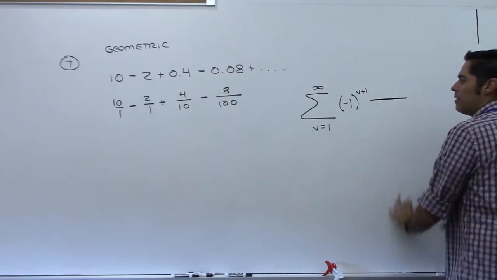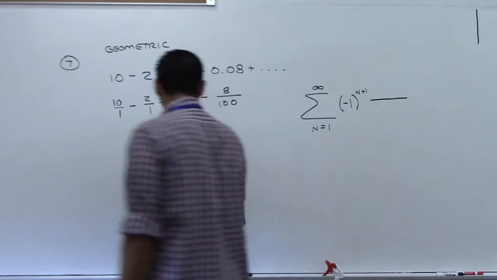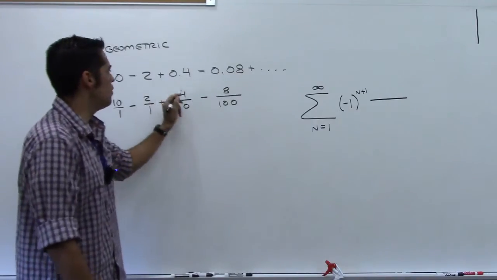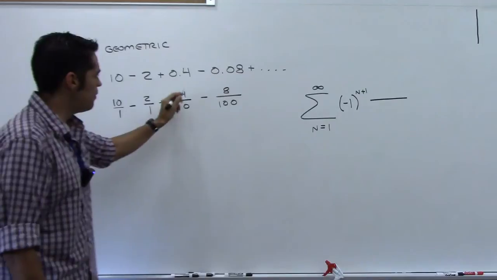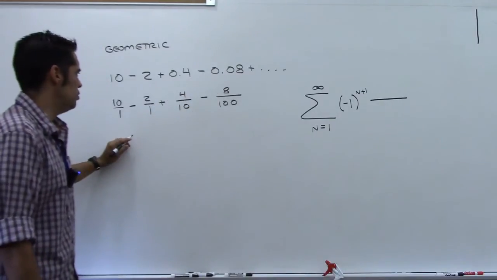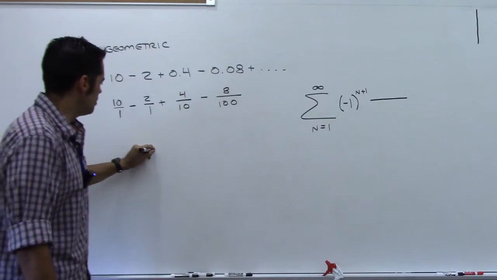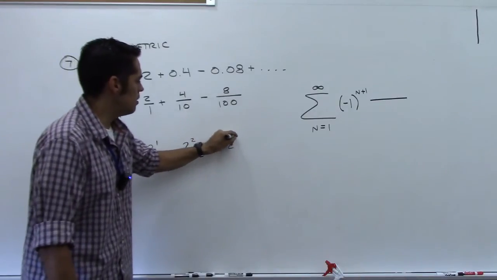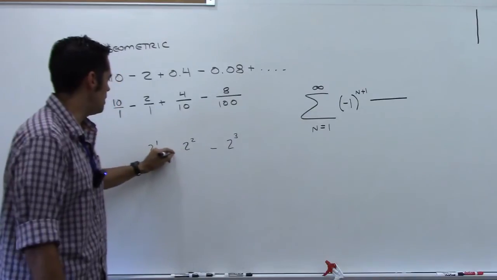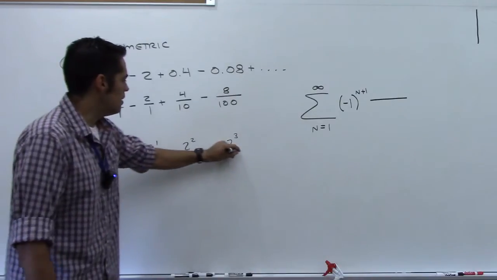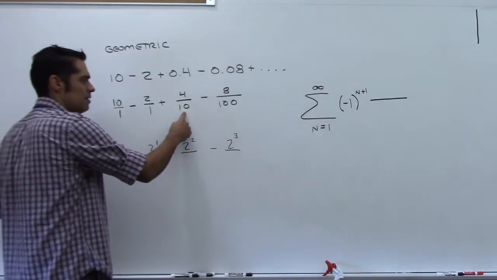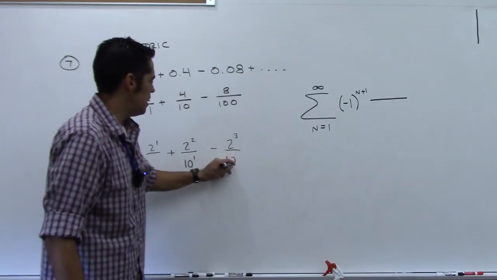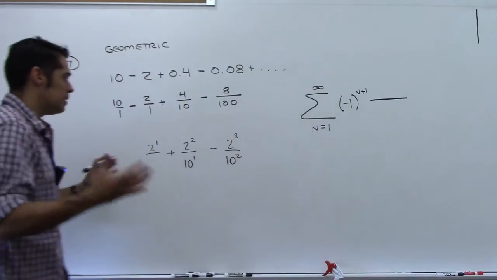Fraction-wise, I think I see a pattern here. This looks like 2, 4, 8, sorry, I almost said 6. 2, 4, 8, those look like powers of 2. So it looks like I've got 2 to the first power, 2 to the second power, 2 to the third power. Of course, I've got minus here, plus here. On the bottom, this looks like 10 to the first power, 10 squared. And I'm hoping this is going to work.